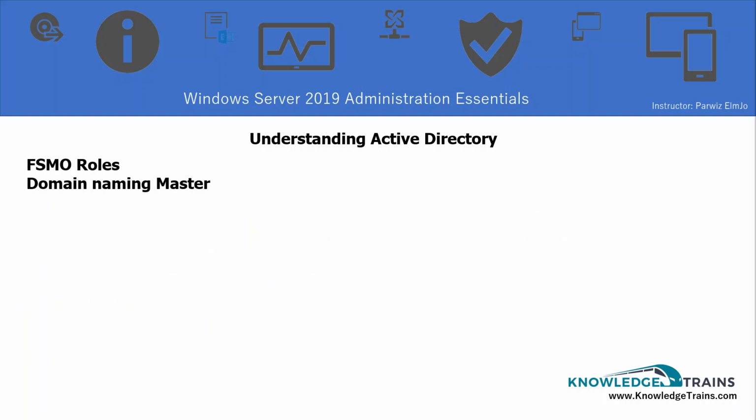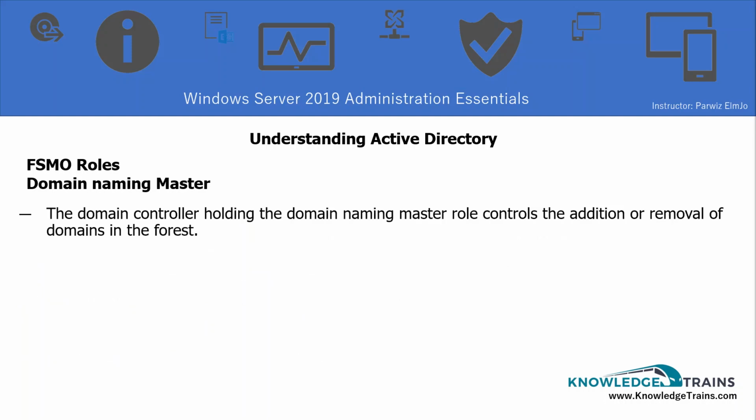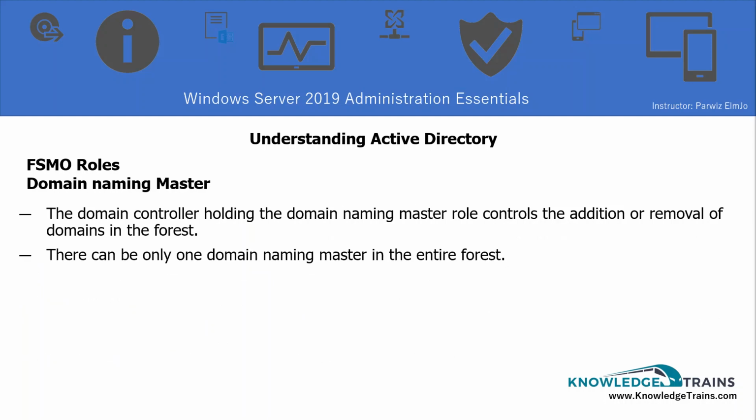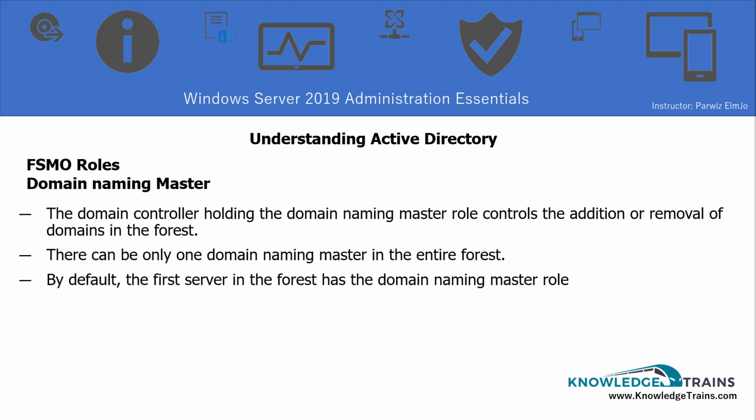Another role that we have is called domain naming master. So domain naming master holds the role for any addition or removal of domains in the forest. So whenever you are trying to remove or add a domain in the forest, you're basically using domain naming master for that. And there can only be one domain naming master in the entire forest. So you cannot have two in one forest. And then by default, the first server always becomes the domain naming master.